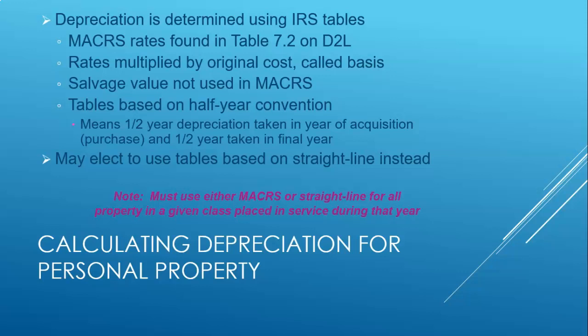Now, if you choose to use straight line, then you have to use it not just for one piece of equipment. You have to use it for all property in a given class. What does that mean? Your 5-year property is a class of property. So if you choose straight line for one 5-year piece of equipment, all your 5-year pieces of equipment have to be on straight line. If you choose the regular MACRS for one piece of 7-year equipment, you have to use MACRS for all your 7-year equipment. But you could use straight line on all your 5-year equipment and MACRS on all your 7-year equipment.